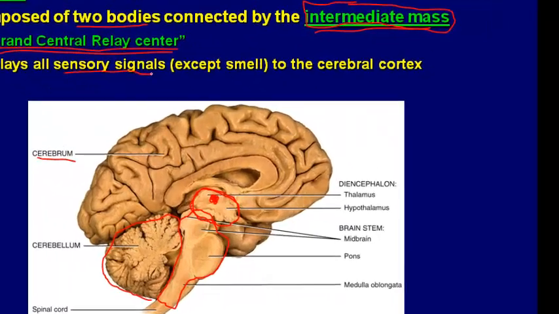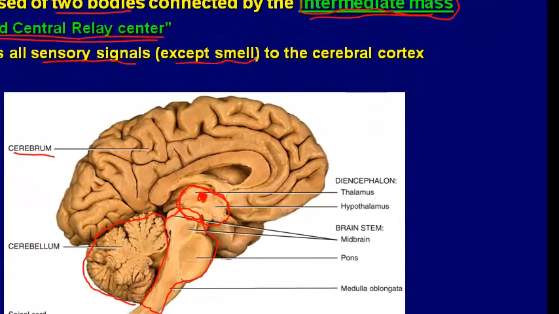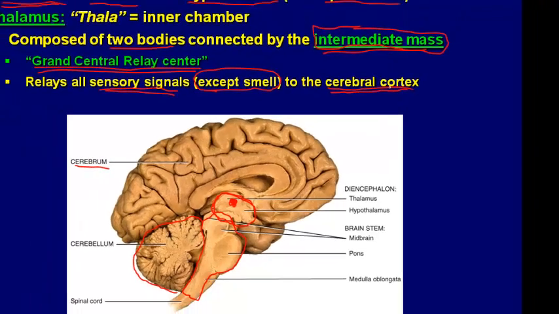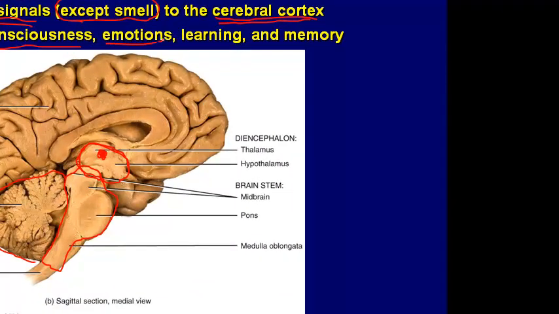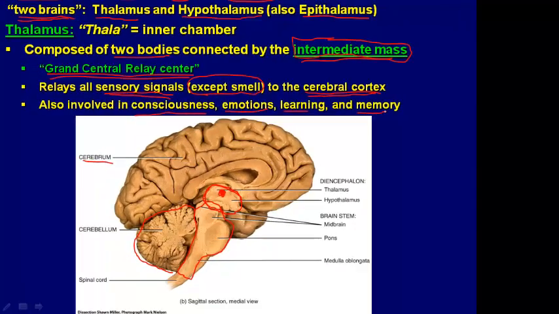So it relays all sensory signals, with a couple of exceptions. Olfaction, your sense of smell, doesn't have to go through the thalamus. It relays a lot of this sensory information to the cerebral cortex, which we haven't learned yet, but that's the part of the brain that analyzes most of our senses. There are other functions. It's involved in consciousness, emotions, learning, memory. So the thalamus does a lot. But again, the number one function is to relay sensory information to regions of the cerebral cortex.